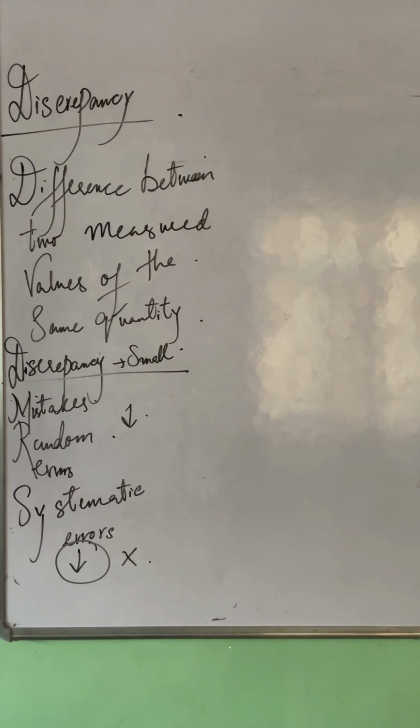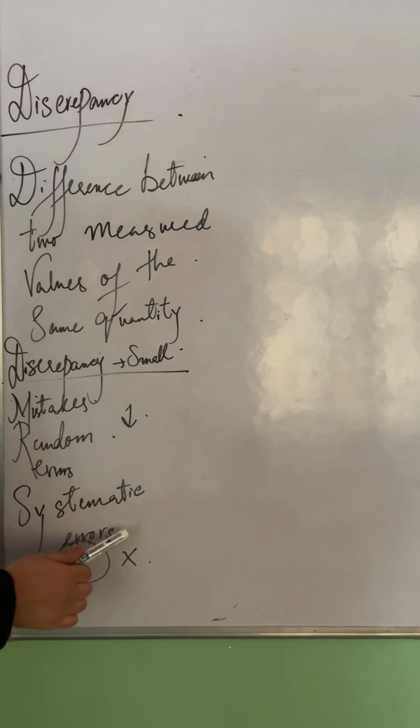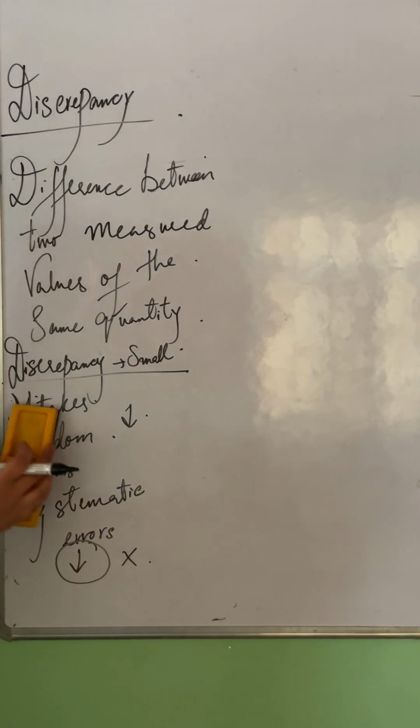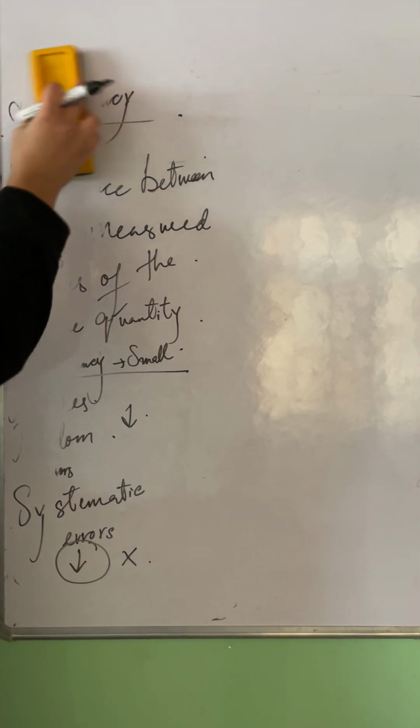So if our discrepancy is small, it definitely means that mistakes and random errors or accidental errors are small, but it does not guarantee that our systematic errors will also be small. And the precision is revealed by repeated measurements and by observing discrepancies. So this was about discrepancy.